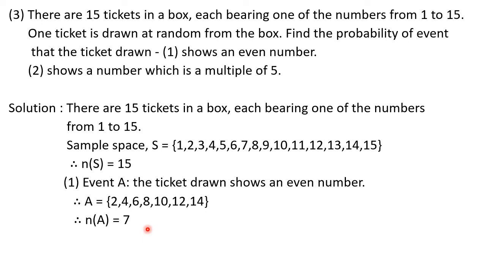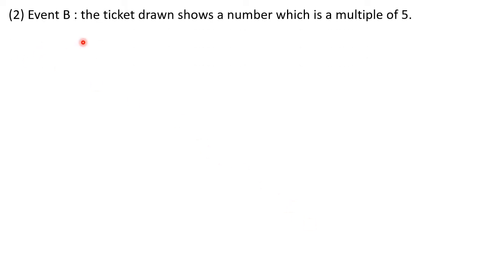Now from this we can write down the probability of this event as P of A is equal to N of A upon N of S, that is 7 upon 15. Now let's go towards the second event and describe it as event B: let B be the event that the ticket drawn shows a number which is a multiple of 5.